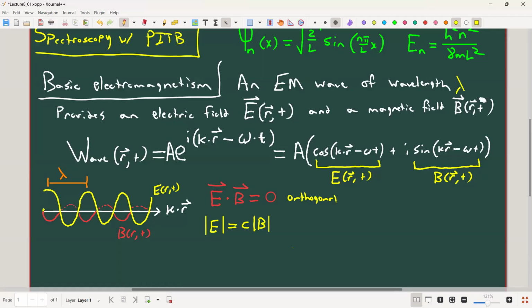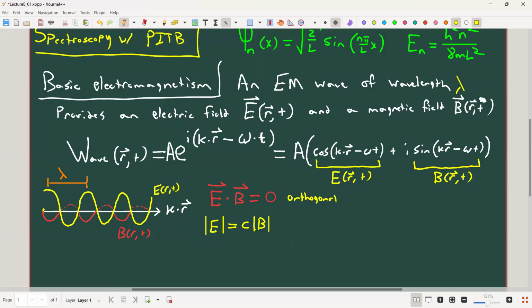Okay, and that's it. All this is saying is that you have two oscillating waves that are orthogonal to each other, propagating in the same direction, and that the strengths of them are correlated. You make one stronger, the other one gets stronger, and vice versa. That's all that is. So they're independent, but they're correlated. They're connected, but they propagate in independent directions.